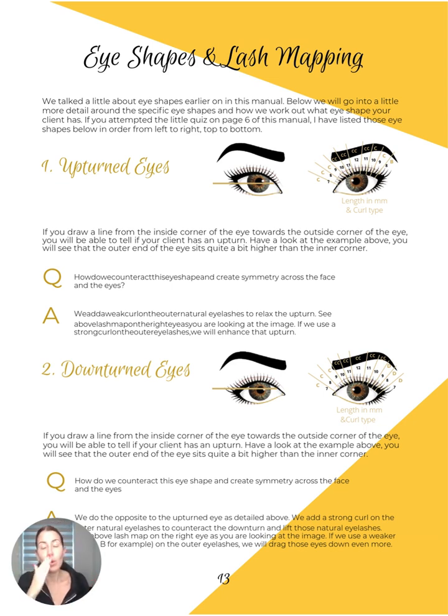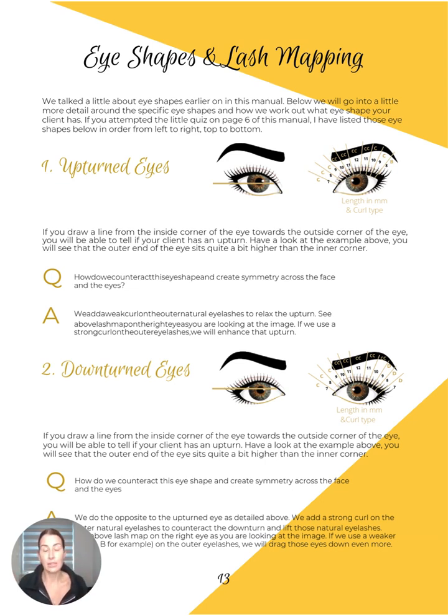So again, always start with a C curl, and then we can go up to maybe a CC if we want to open the eyes a little bit. And then on the outers, we're going to use a D and a short curl. And that is really going to lift and give the illusion that they don't have downturned eyes.